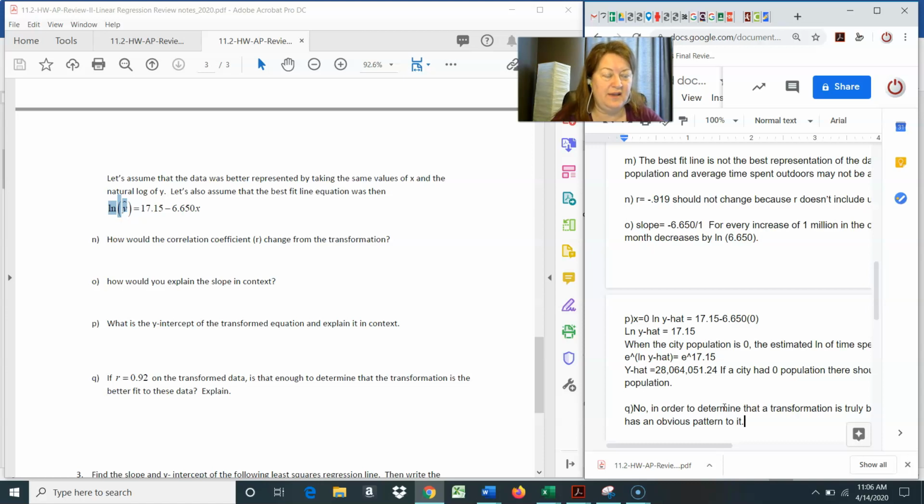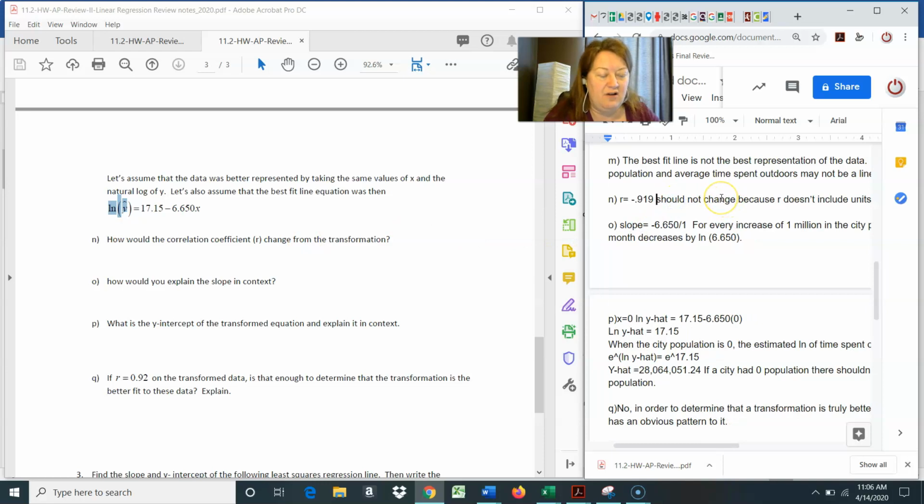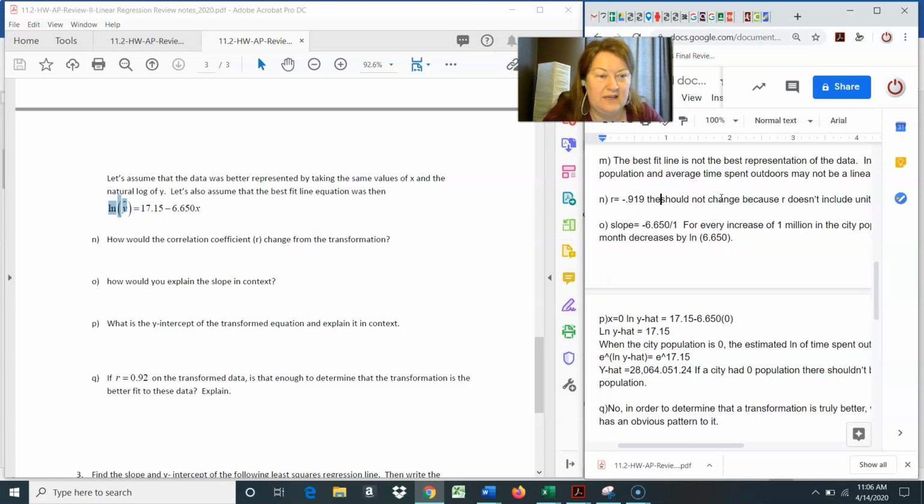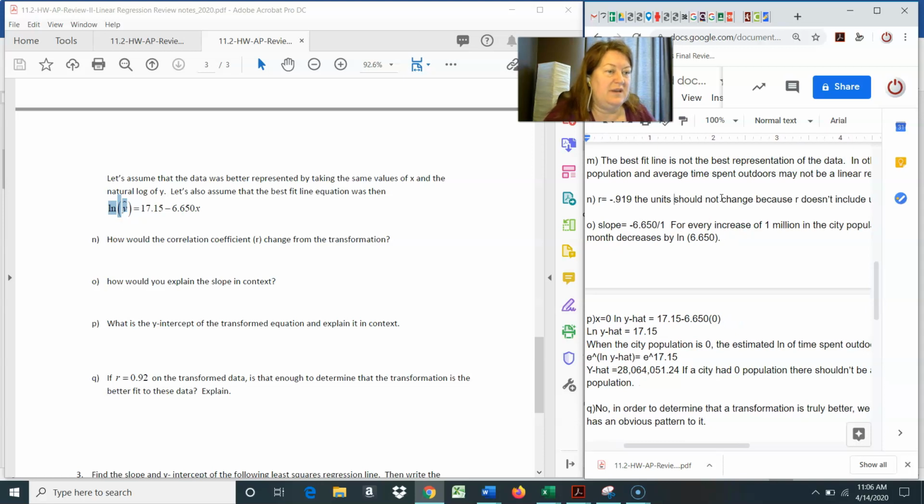Okay, so as I'm finishing this last question, it's occurring to me that back up in N, I probably should have come up with something else about the question for N that says, how would the correlation change from the transformation? So the correlation number itself could change, but the units wouldn't have changed. So I think for next time, I would definitely insert over here something about how would the units change, and say, so I'm going to say R equals blah, blah, blah. The units should not change because R doesn't include units. Okay, that's not exactly what the question asks now, but I made it up, so I'm telling you that.